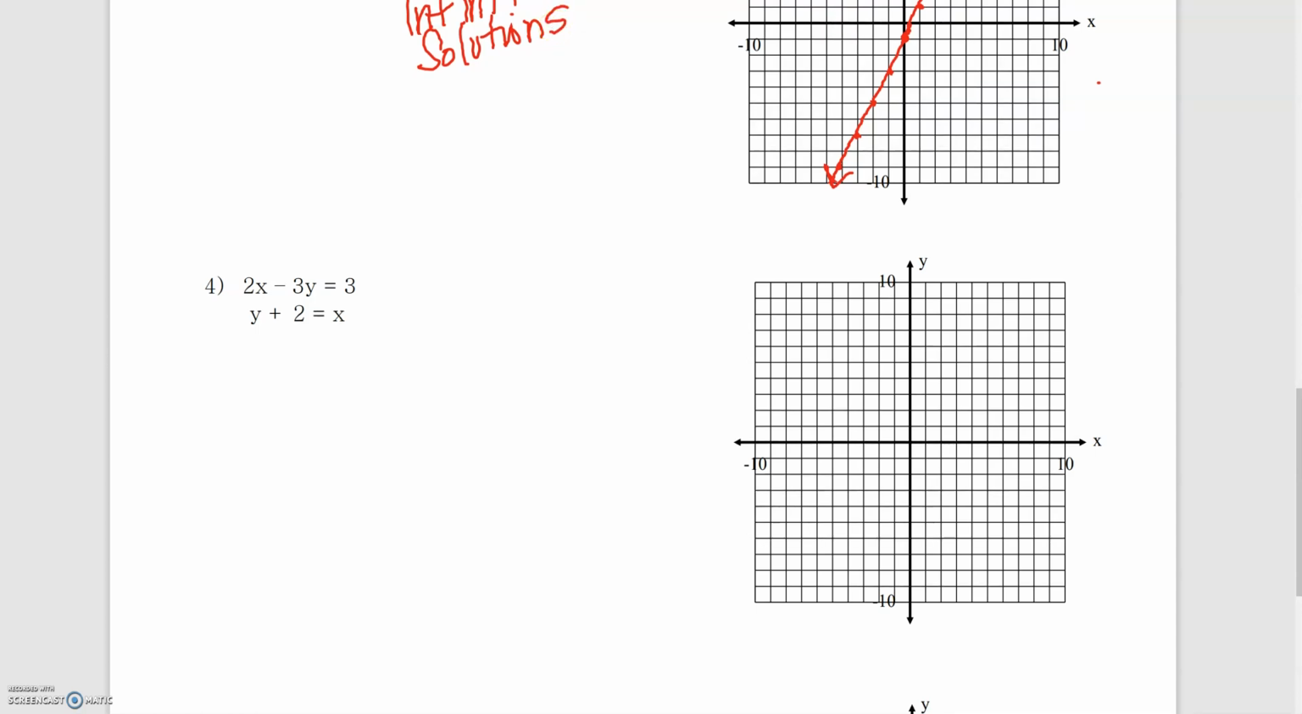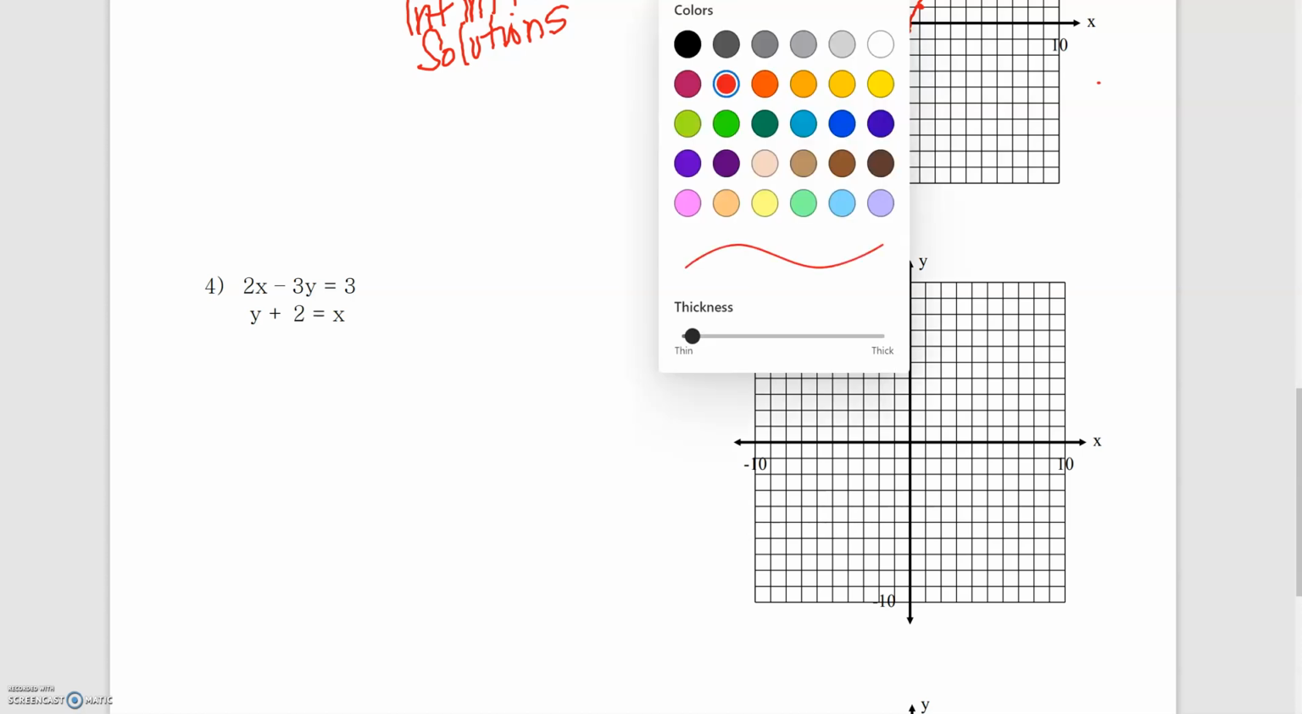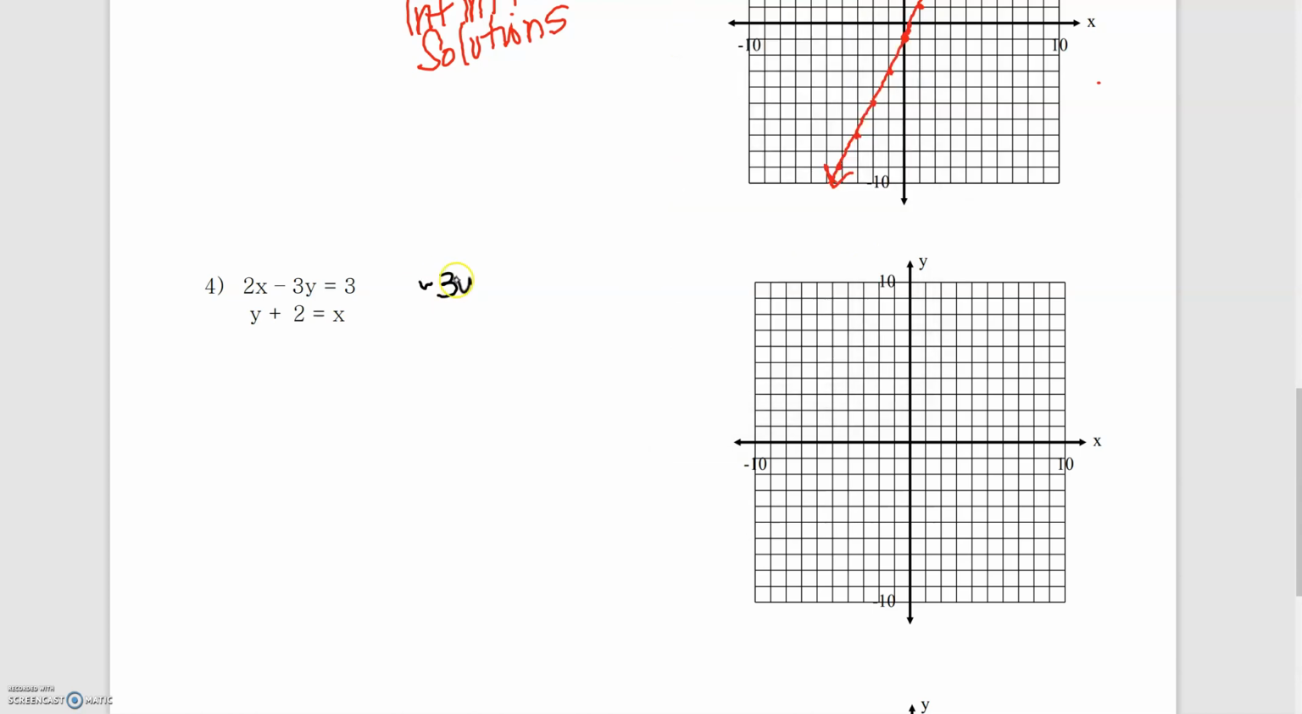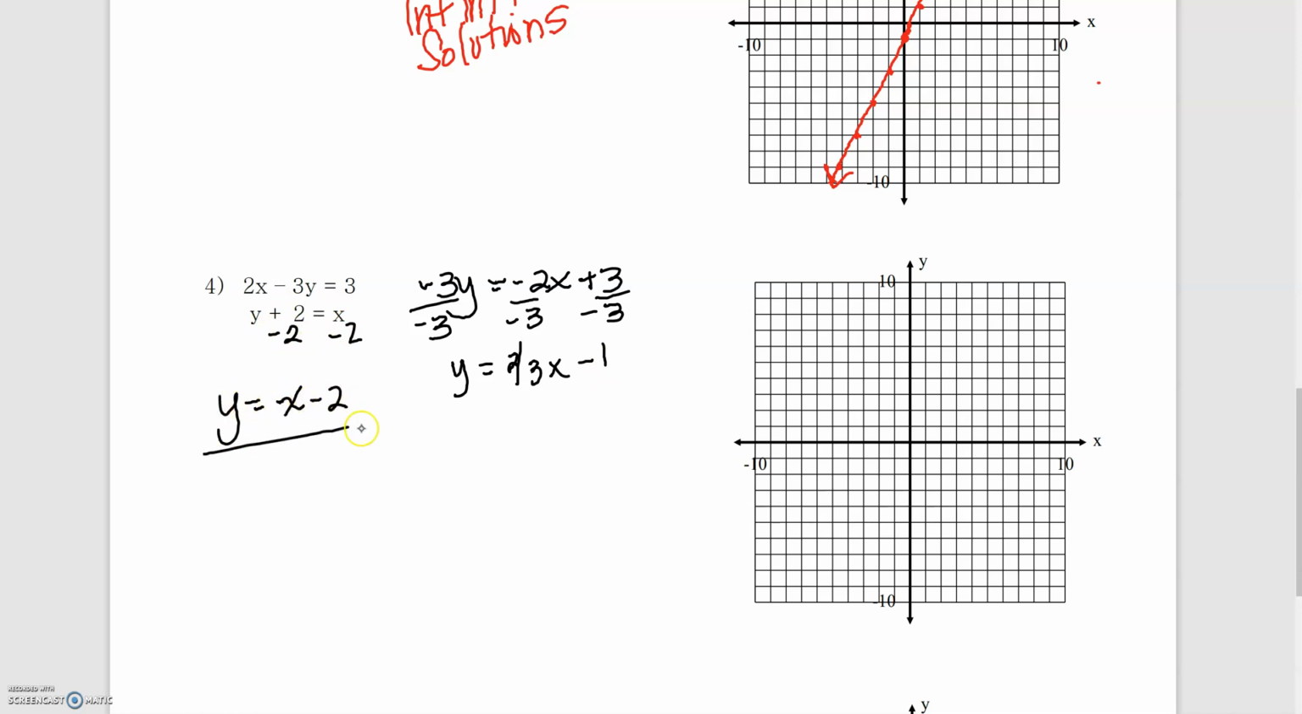All right, so now these last two we need to get into slope-intercept form, and then we can graph them and see what their solution would be. So I'm going to go ahead and subtract my 2x on both sides and then divide everything by -3. So y equals 2/3 x minus 1, and then this one I'm going to subtract 2, so y equals x minus 2. So here's my two equations. Let's go ahead and graph those.